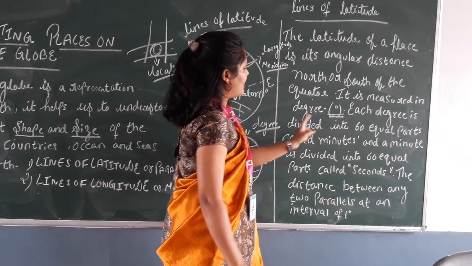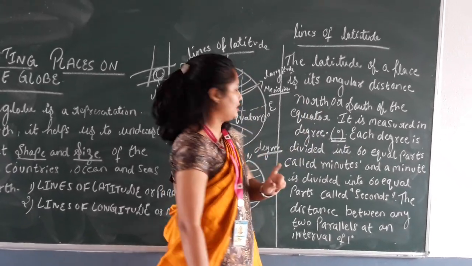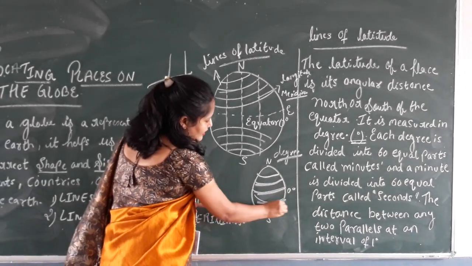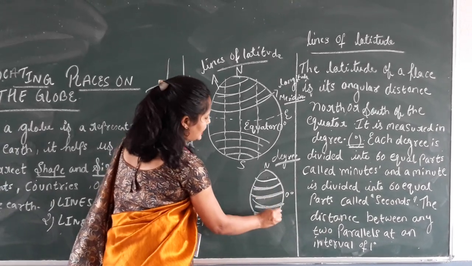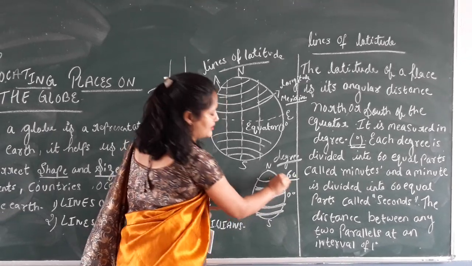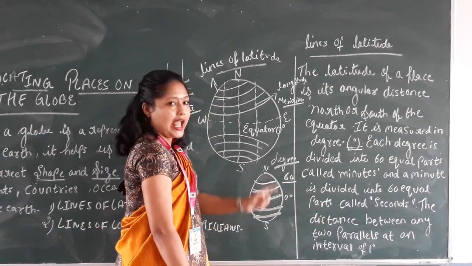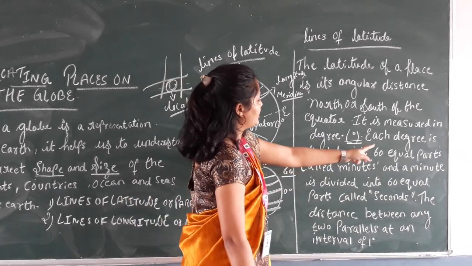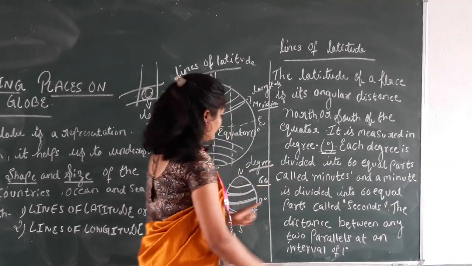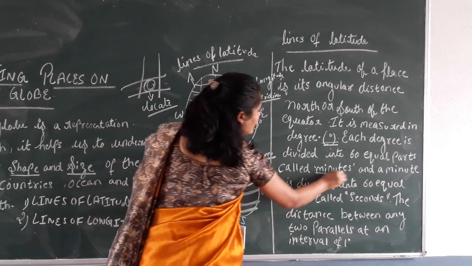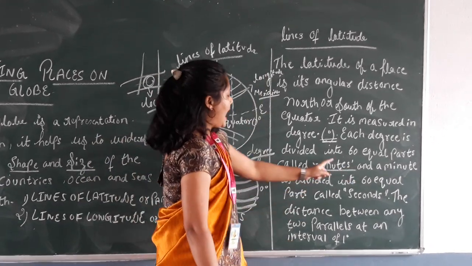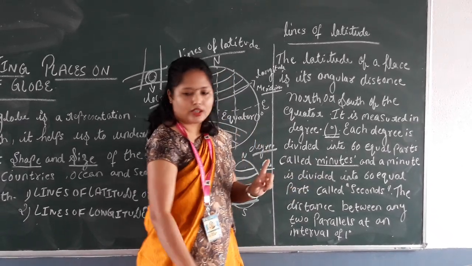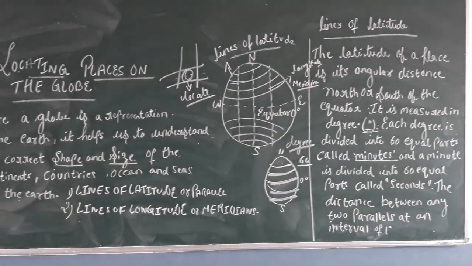Each degree is divided into 60 equal parts. These 60 equal parts are called minutes. And a minute is divided into 60 equal parts called seconds. Now see nicely.